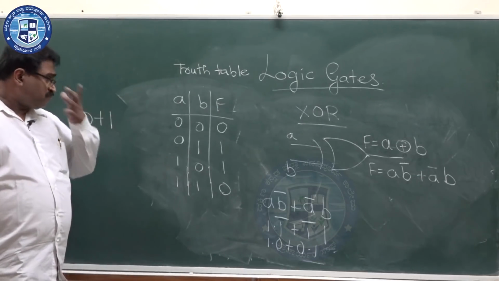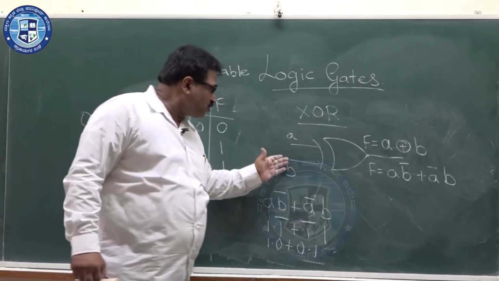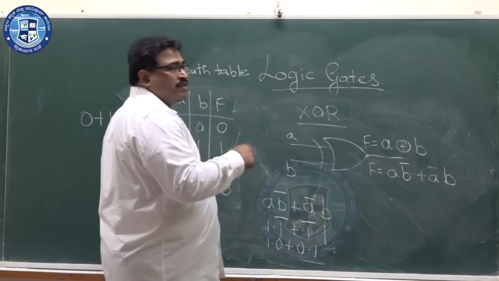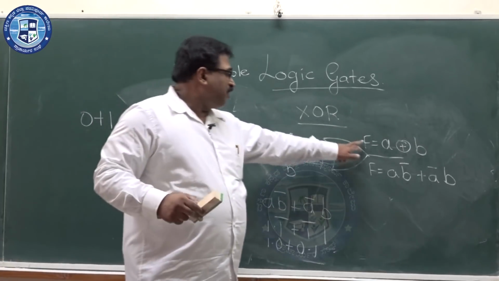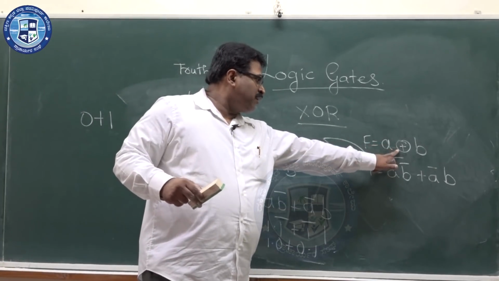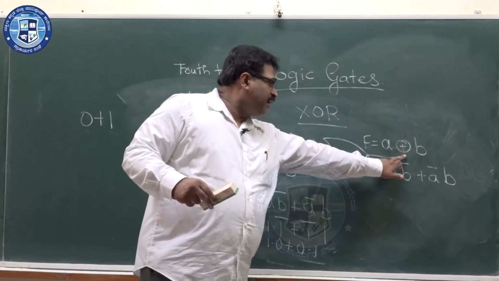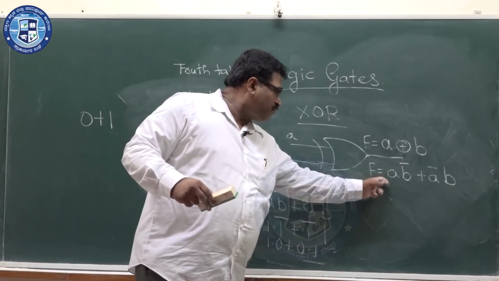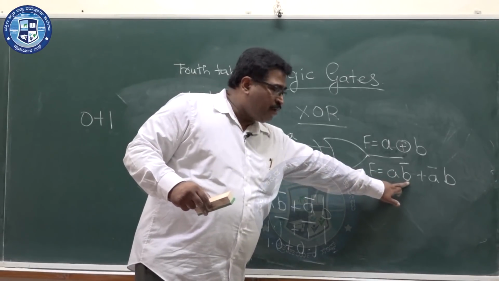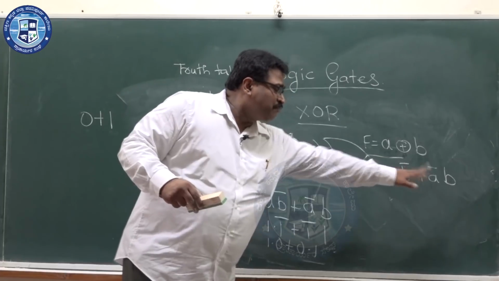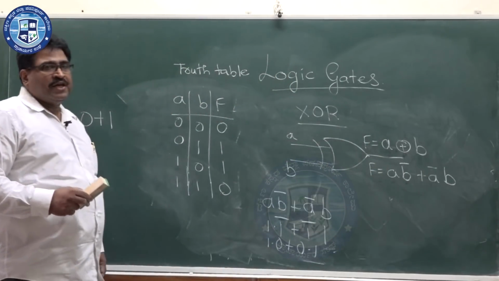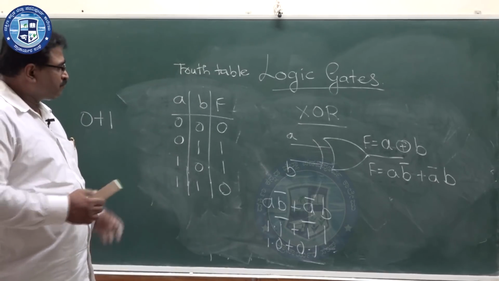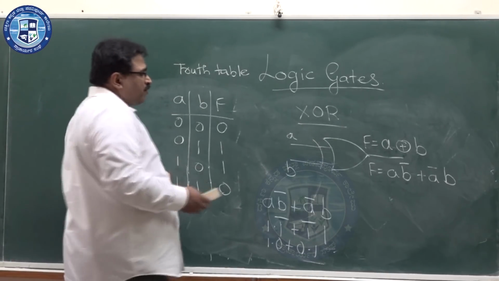Right? So we have seen the symbol used. We can even connect this, no problem. We can see the symbol here. We can see the output F is equal to A XOR B, or the expression can be F is equal to A B bar plus A bar B. That's the expression. And this is the truth table that we have got.